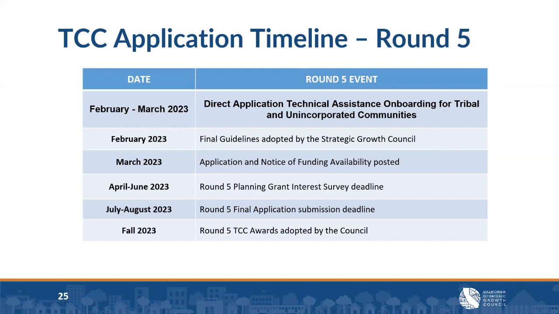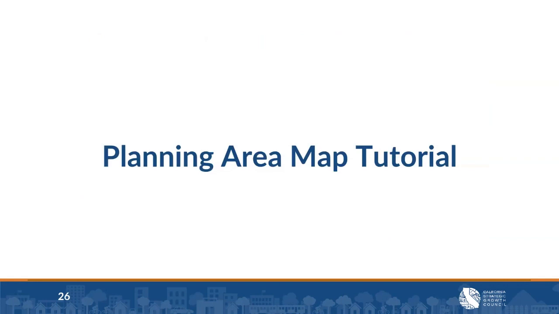And then July through August will be, again, the date is not yet announced, but that is when the round 5 applications will be due. And then in fall, I believe last year in October, so maybe expect October or later this year, round 5 TCC awards will be announced and adopted by the council. And I think this is handed over to Riley, I believe.